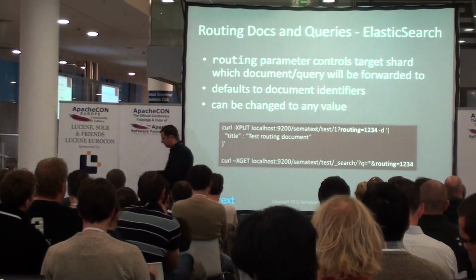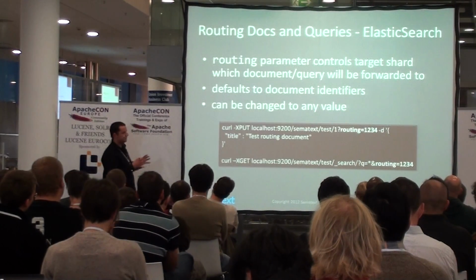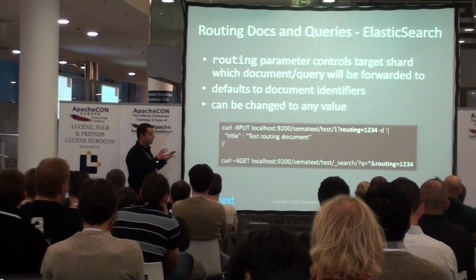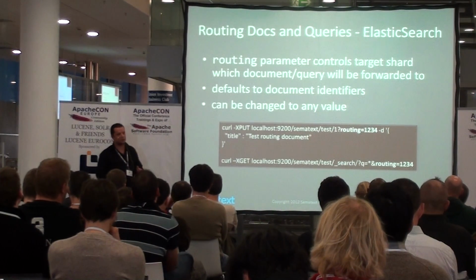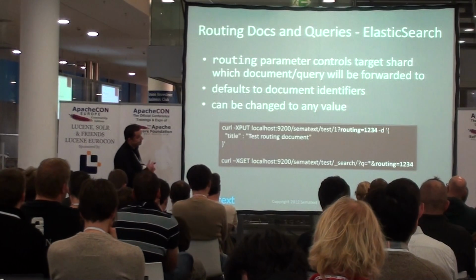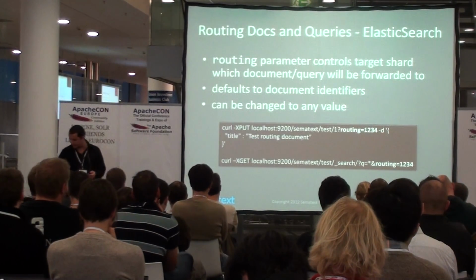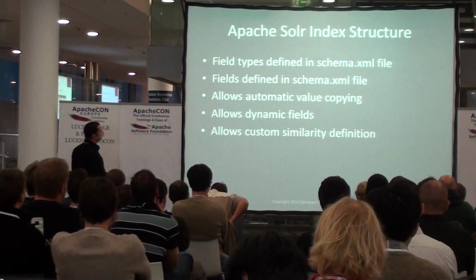You can imagine that with hundreds of routing parameters, some data will land in the same shards, but when querying, you don't have to query all the shards. That's a performance improvement that you can achieve if you can divide your data in that way. Let's get back a bit to the index structure now.